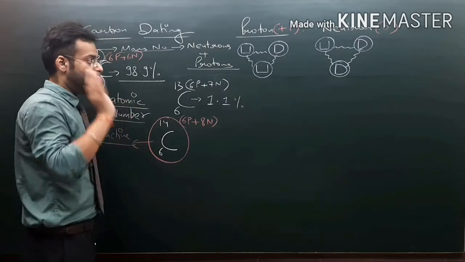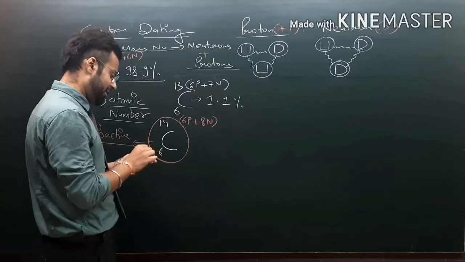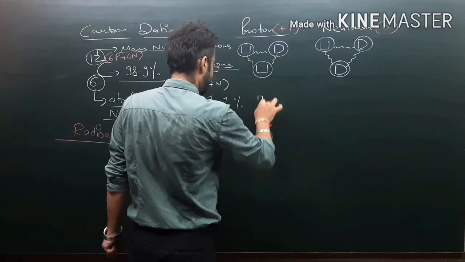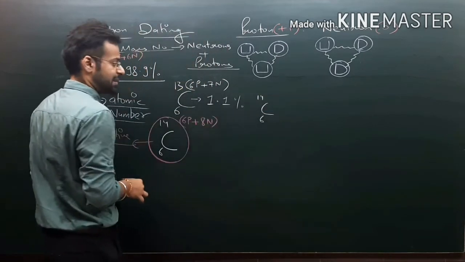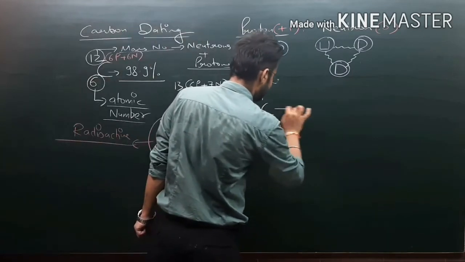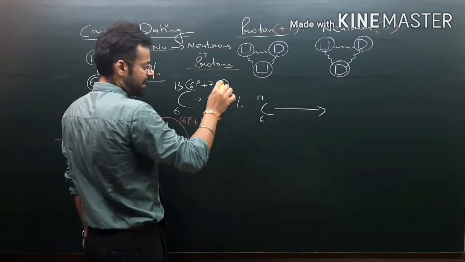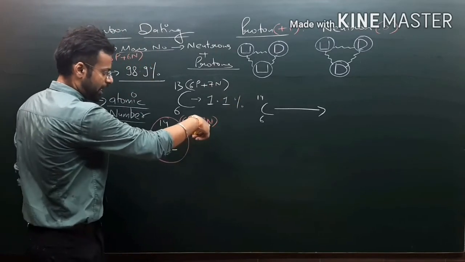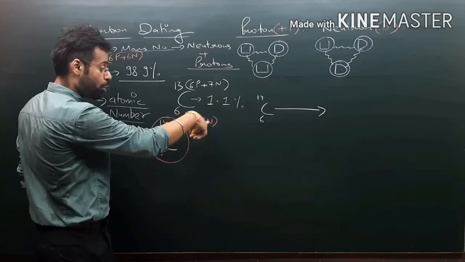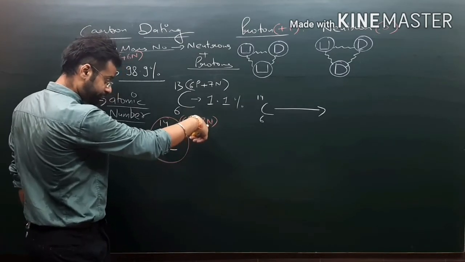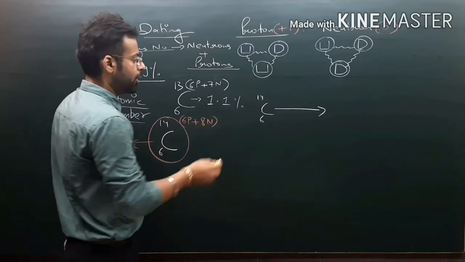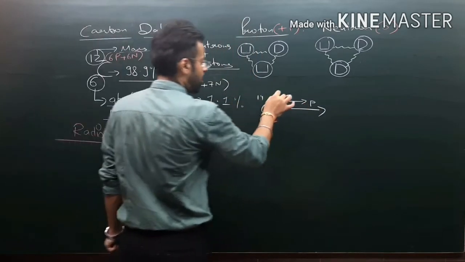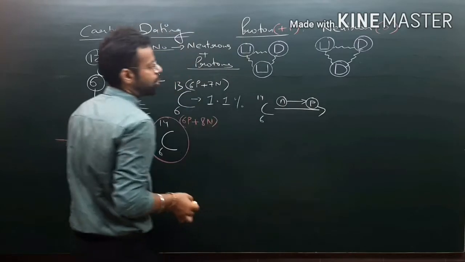Now, why is it significant? This is significant because with time, this carbon 14 with atomic number 6 undergoes a change: one of the neutrons converts into a proton. So one of the neutrons from here goes here and becomes a proton. So one neutron converts into a proton.